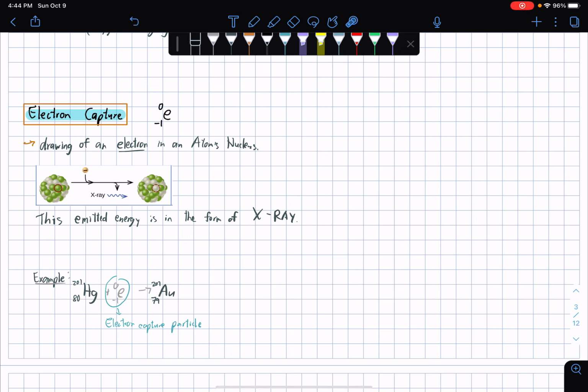For electron capture, it's basically the drawing of an electron into an atom's nucleus. We have this illustration. The atomic mass would not change at all, and the atomic number would be -1. The emitted energy is in the form of X-ray.